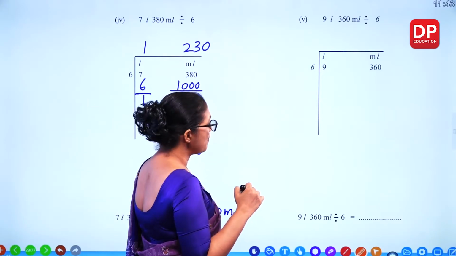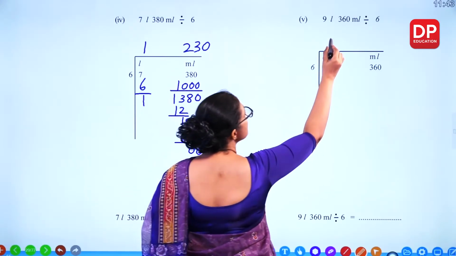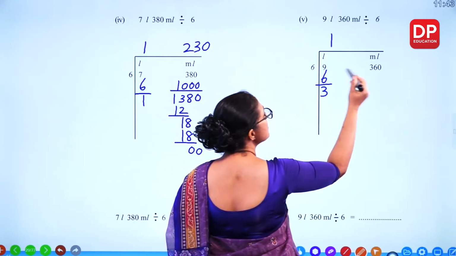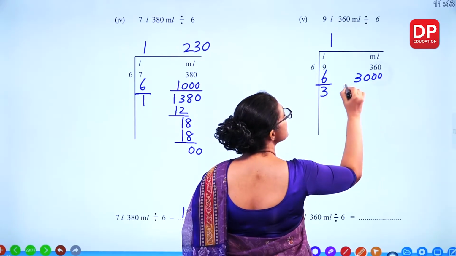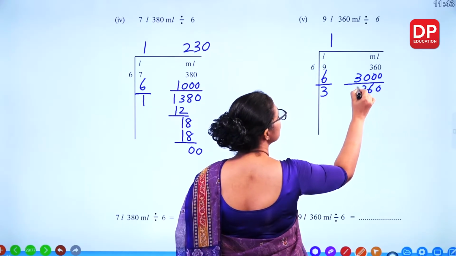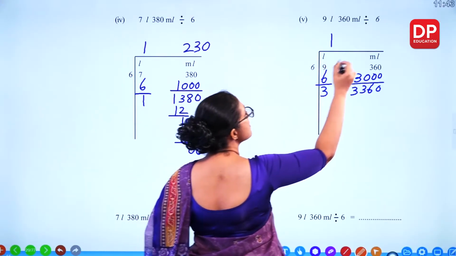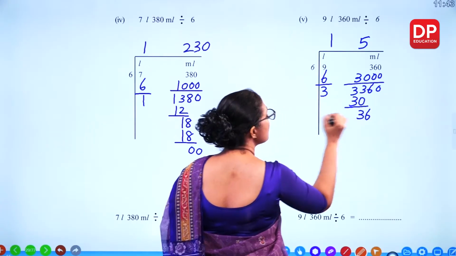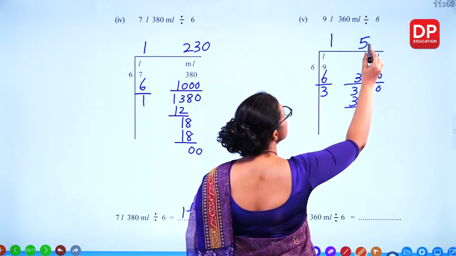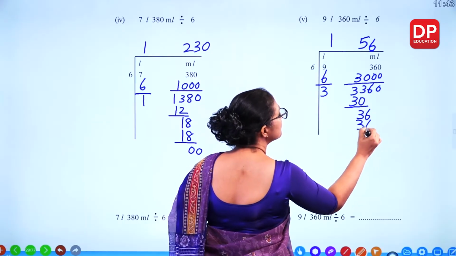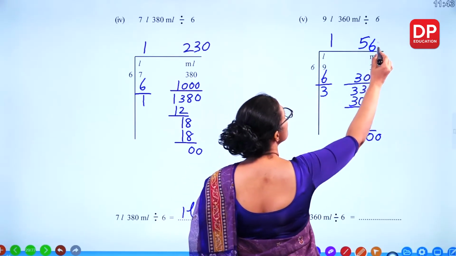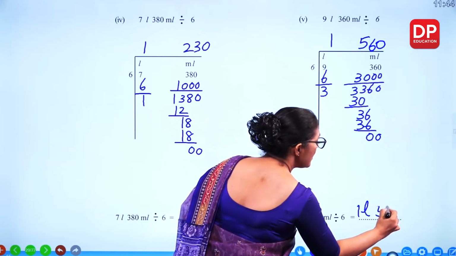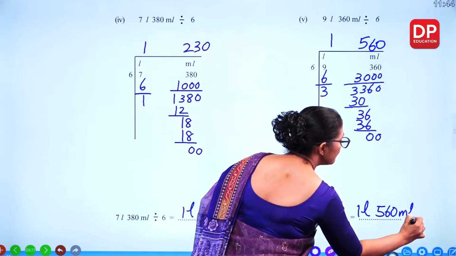This one, divide by 6. 6 times 1, 6. 3 remaining. 3 liters means 3000 milliliters. When you add it, 6 times 5, 30. 3 remaining. For 36, that's 6 times 6. And here 0 there, so you have to put a 0. 1 liter and 560 milliliters.